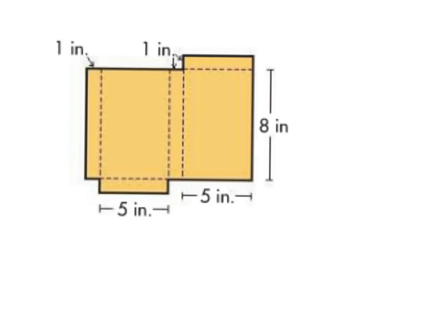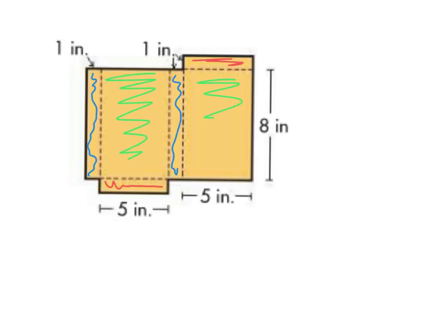Okay, so let's try this again. The first thing I'm going to do is color code it. So I'm going to start with my blue again. I'm going to find the things that are going to be the same. This one and this one are going to be the same. Then my red, these are going to be the same. Then my green, all the space here in the middle.